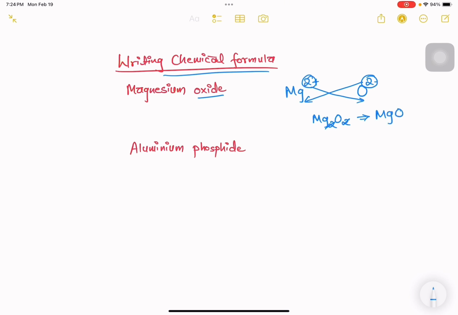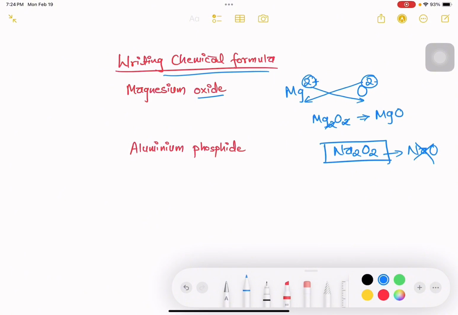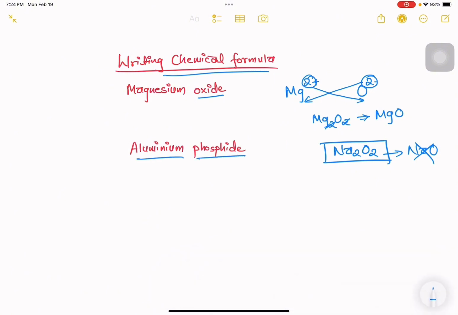There is an exception for peroxide. For example, Na2O2 is sodium peroxide, so we will not write it as NaO. This is an exception for peroxide. Another example, aluminium phosphide. Aluminium has a 3 plus charge and phosphide comes from phosphorus and has a 3 minus charge. Again, both 3s cancel out, so it will be only AlP.